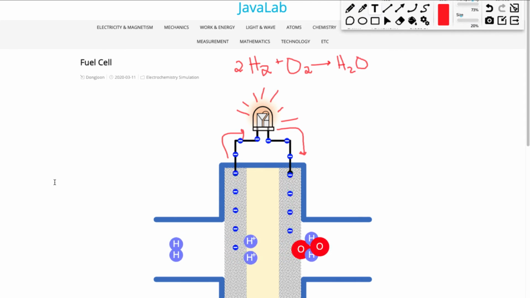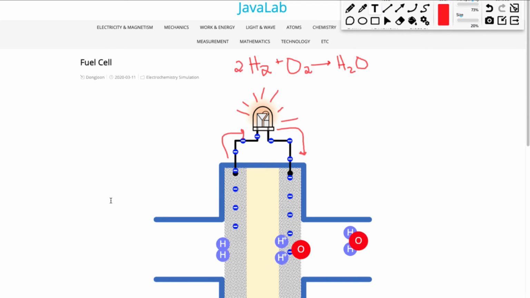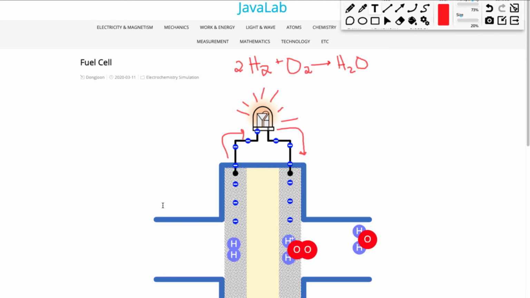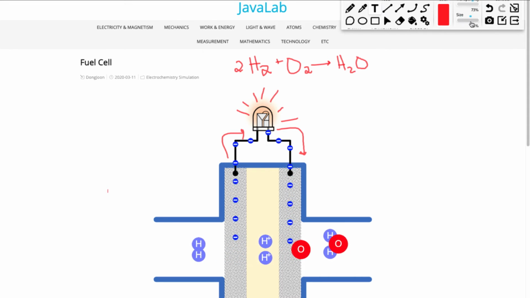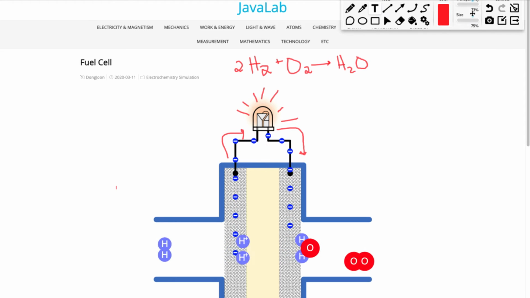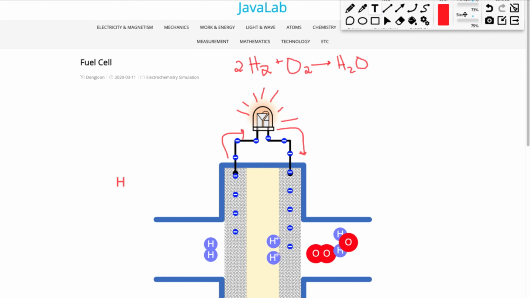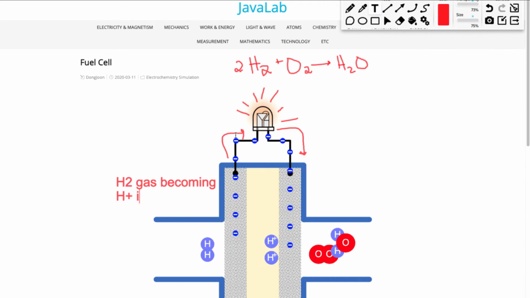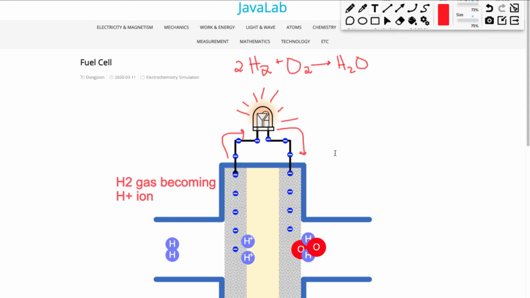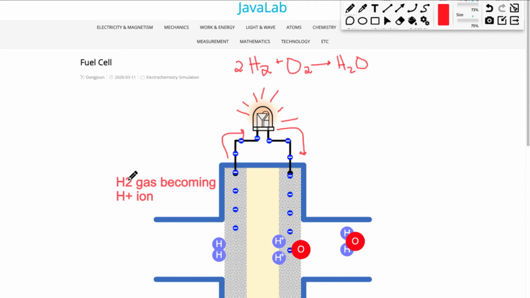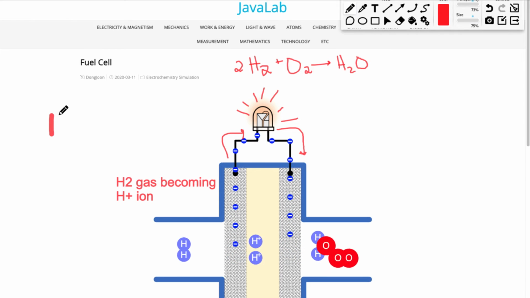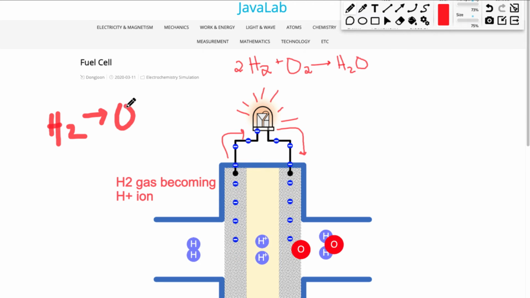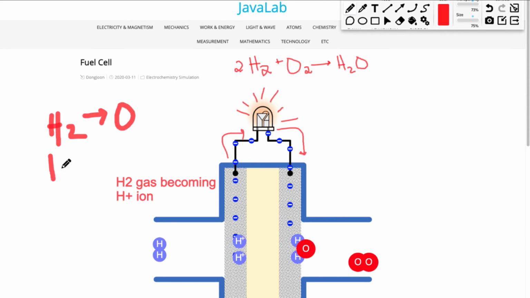It's so exciting how this part of the unit can relate to so many things that we've talked about this year. So on this side of the electrochemical cell, I have hydrogen gas that is becoming, let me make this a little bigger here, H2 gas becoming an H+ ion. So H2 gas, let's think about oxidation states, right? H2, hydrogen by itself, will have an oxidation state of 0, because any element by itself has an oxidation state of 0.